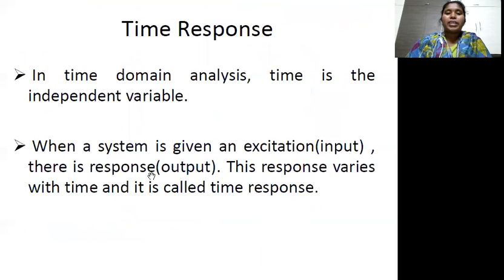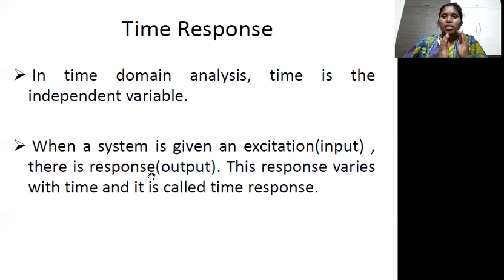Okay. And next, coming to what is meant by time response. In general, what is meant by time response? The variation with time for a particular system, for analysis purposes, is nothing but time response. So in time domain analysis, time is the independent variable, right? Time does not depend on any quantity. So when a system is given an excitation, that means when you provide an input to a system, there is an output. That means a response will be obtained from the system. That response varies with respect to time, and that is called the time response.